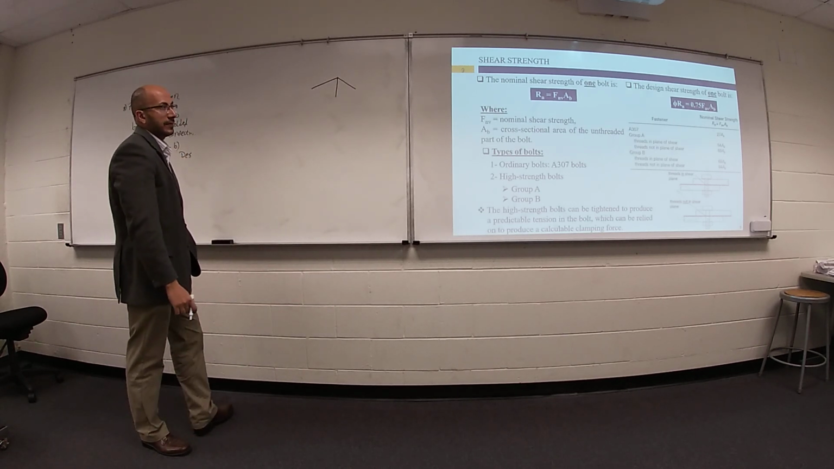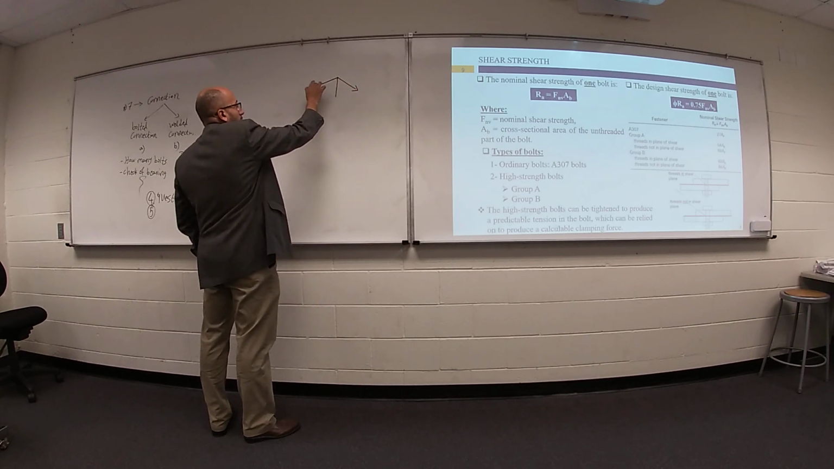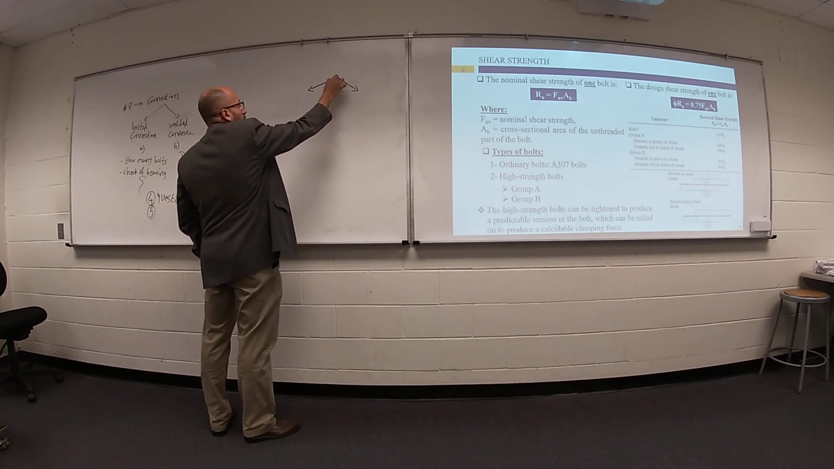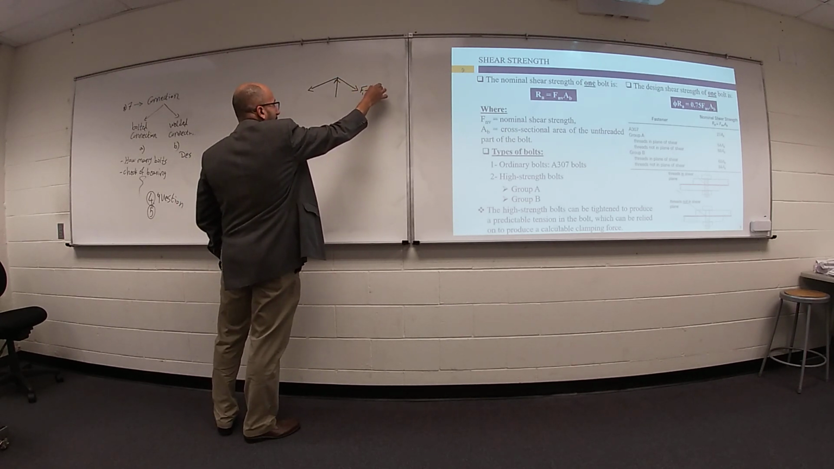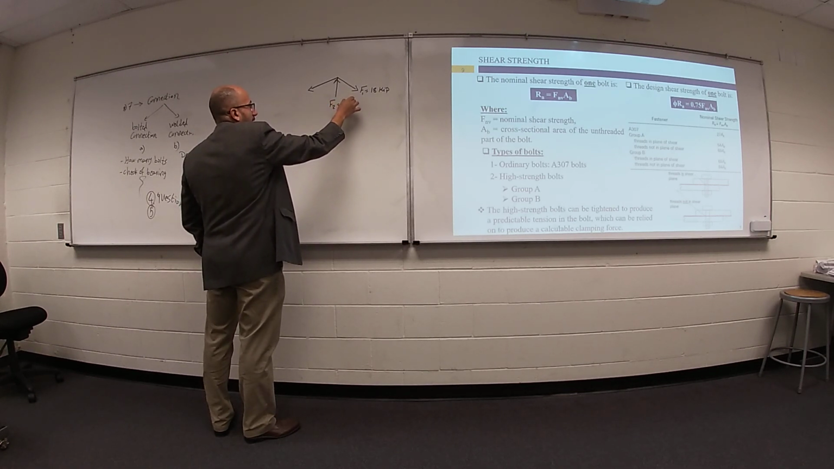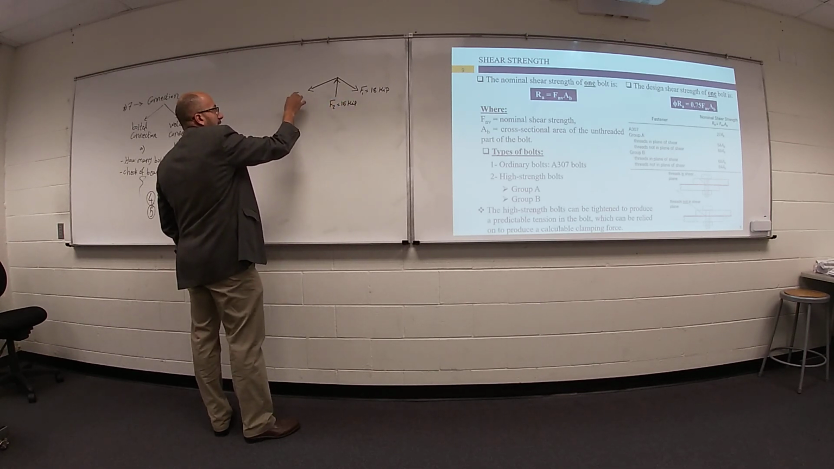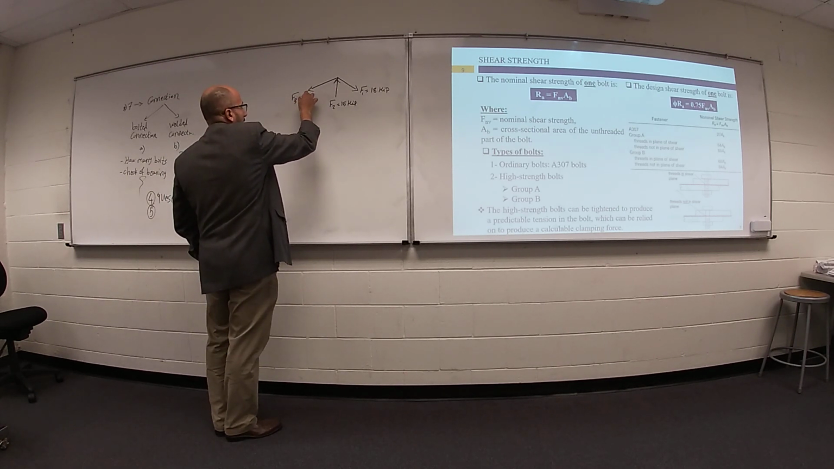This connection, we have a force here. We have another force here. We have another force here. Maybe your force F1, 18 kips. F2, 15 kips. F3, whatever, to make your equilibrium, 50 kips.